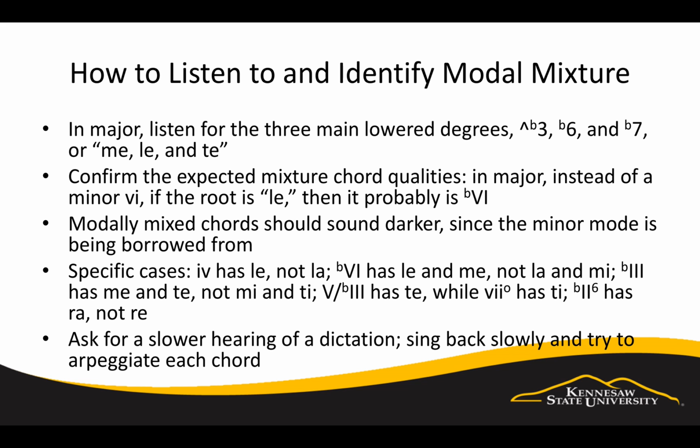Flat 3 has me and te, not me and ti. 5 of flat 3 has a te in it, while 7 diminished has ti. And then flat 2-6, if we assume generally minor mode, has ra in it, not re. Ask, as always, for a slower hearing of a dictation. Sing back slowly and try to arpeggiate each chord.